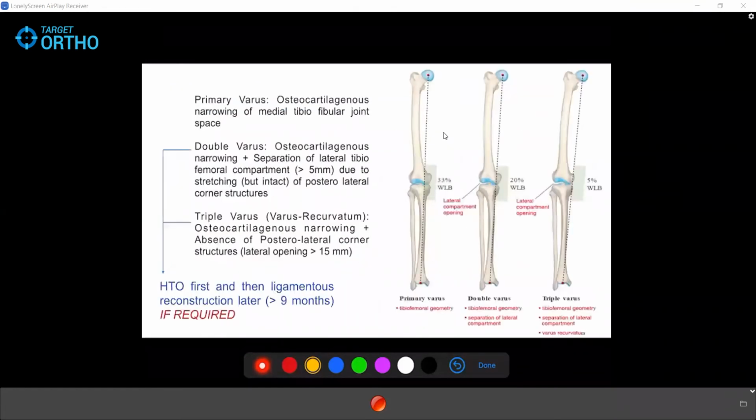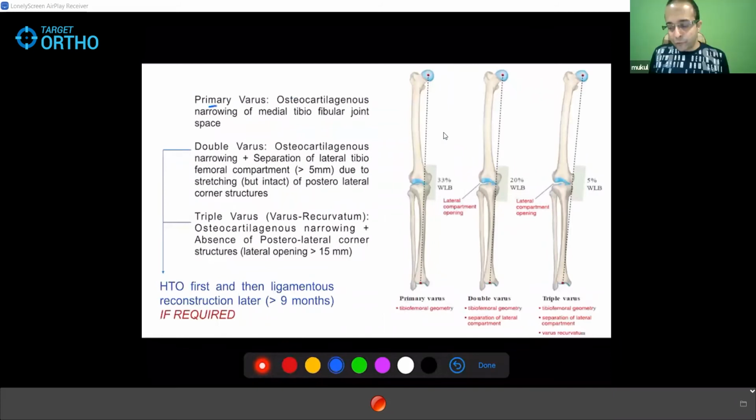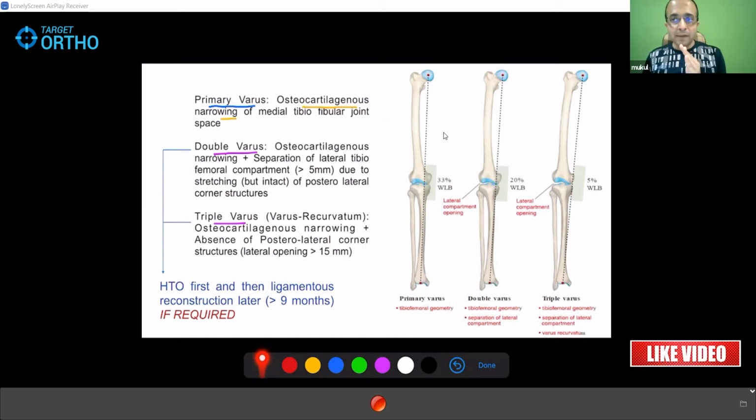All right. Varus is basically categorized into three forms: primary varus, and then you have something called a double varus and a triple varus. Primary varus is what we've just been talking about in osteoarthritis. Osteocartilaginous narrowing is there because there is some bone attrition, some cartilage gone. That is primary varus. That is because of osteoarthritis.